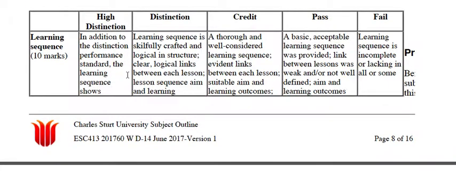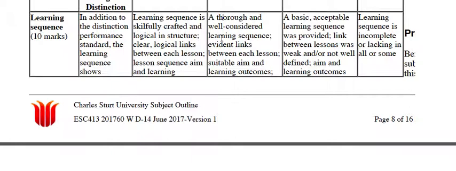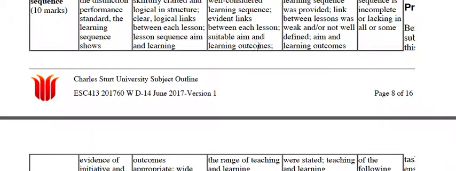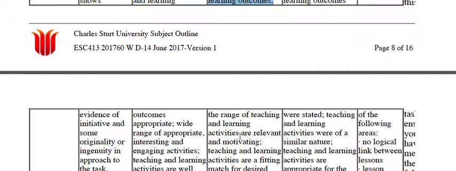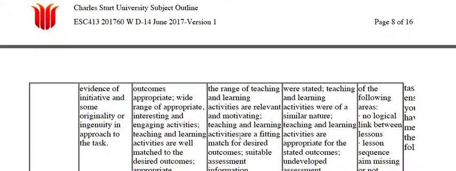Okay, so your learning sequence is worth 10 marks. We're only going to talk to what a high distinction is, but you've got a well-considered learning sequence, so it's logical, it makes sense, it flows, so evident links between each lesson, there's a suitable aim and learning outcomes. Cannot fault you if they're from BOSTES, so that is a very easy way to get those marks.